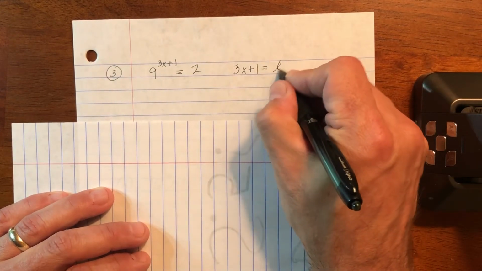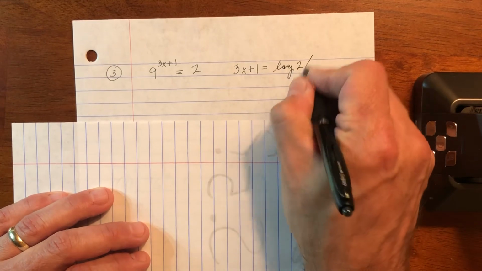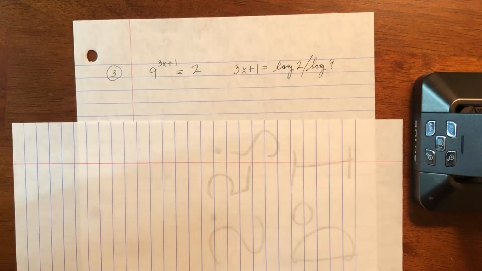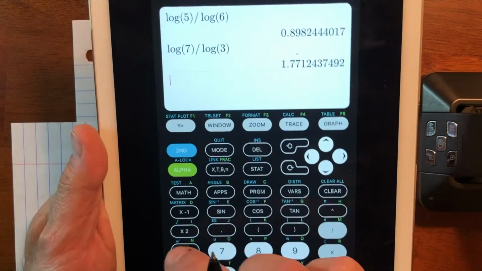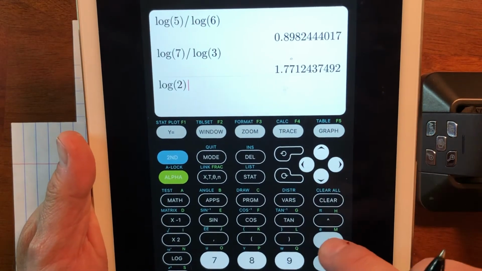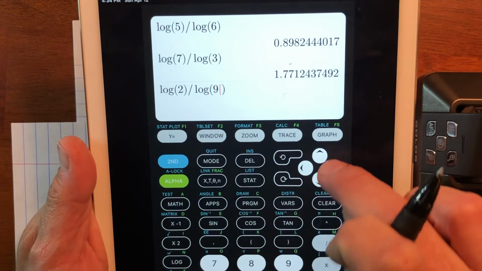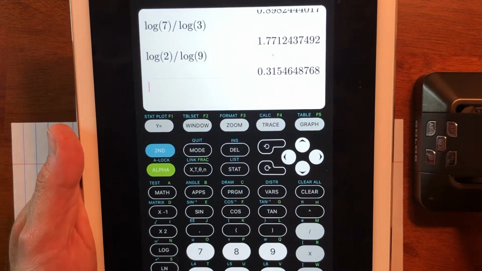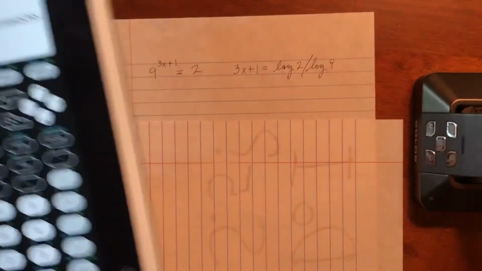So that's going to equal the log of 2 divided by the log of 9. So again, on your calculator, the log of 2 divided by the log of 9 is 0.315. Now, I am not going to round that off yet. I'm going to leave it on my calculator.